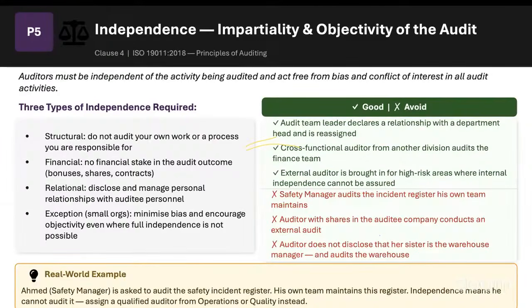So I'm going to use an example here. Say Ahmed, a safety manager, is asked to audit the safety incident register. His own team maintains this register. Independence means that he cannot audit it because it is his own process. You cannot report yourself. There is a self-review threat. Even if you report truthfully, there will still be that iota of doubt: I am the one in charge, I am reporting myself. Assign a qualified auditor from operations or quality instead.